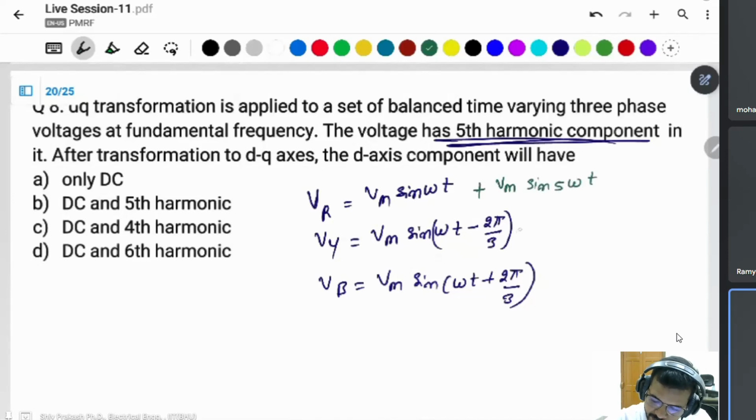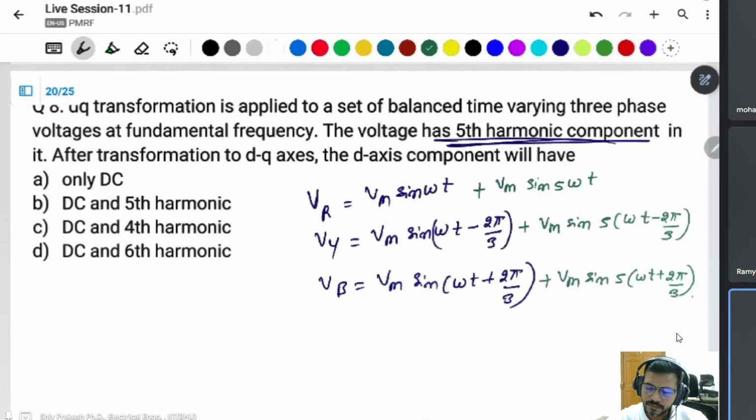Vm sin 5 omega t, plus Vm sin 5 omega t minus 2 pi by 3. Then take this one and apply alpha beta. Then go to the DQ axis. Then we will get the final answer.